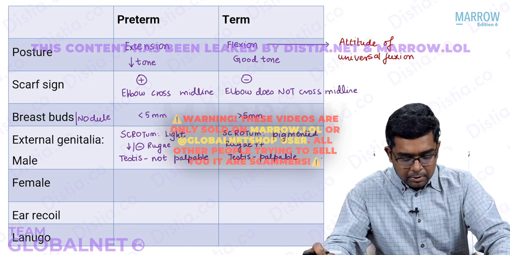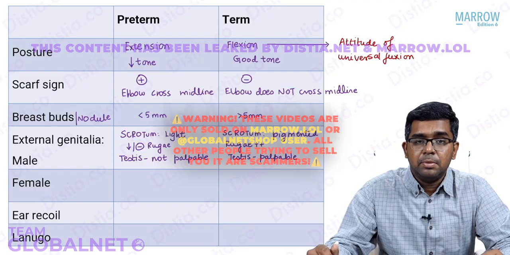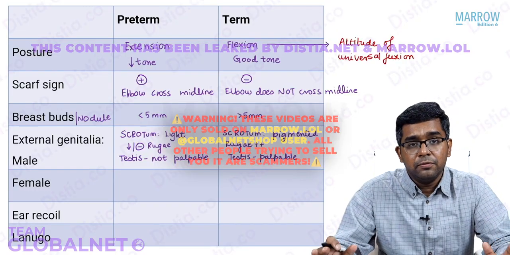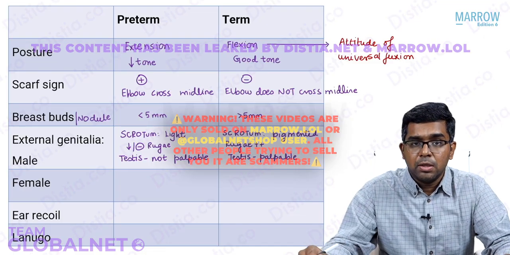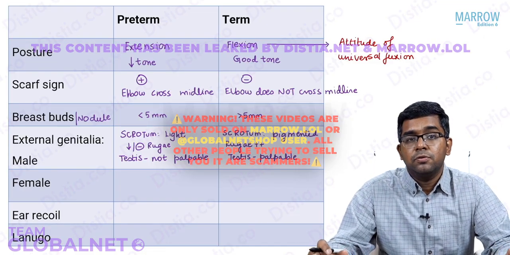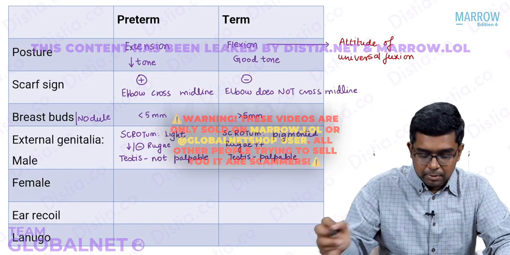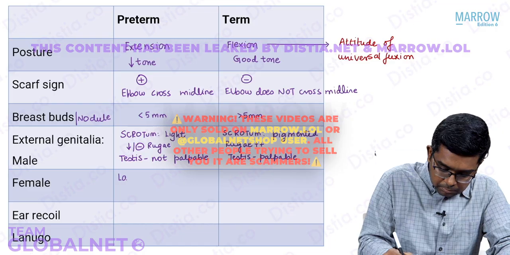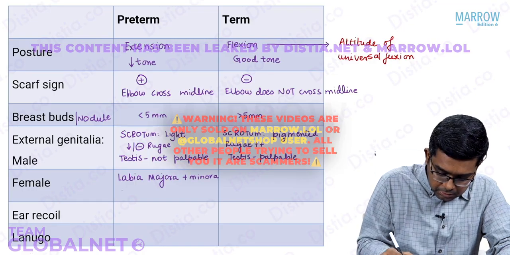Okay, right. Next thing is regarding female external genitalia. In a preterm baby, you can see two skin folds in the external genitalia. One bigger skin fold called labia majora, the other a smaller skin fold called labia minora. Both will be visible in a preterm baby. Labia majora and minora are visible in a preterm baby's external genitalia.